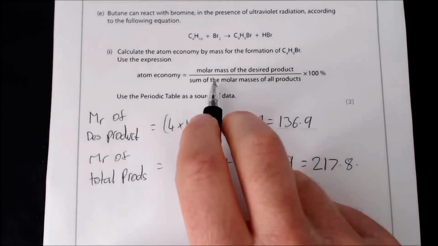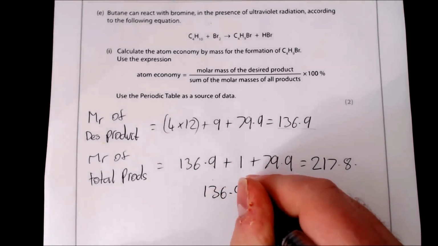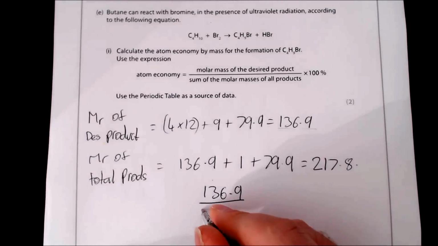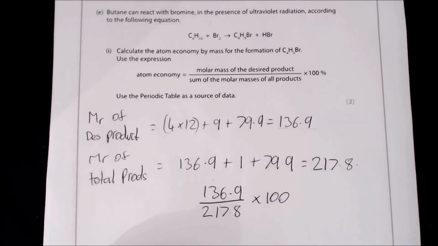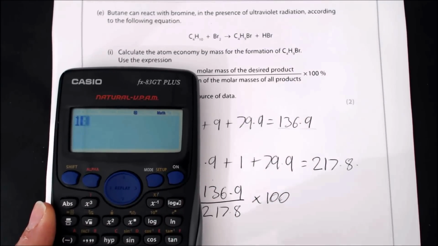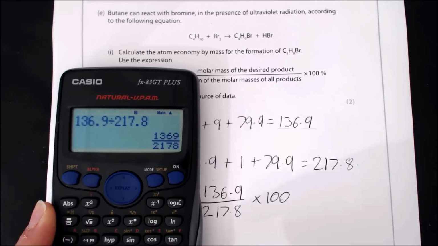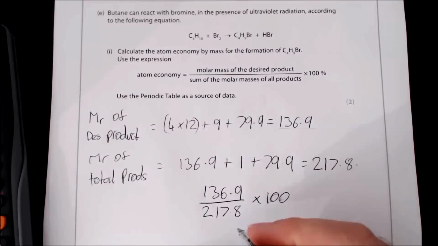Stick it into our equation. So that's the molar mass of the desired product, which is 136.9 divided by 217.8 times all that by 100. And then we should get our final answer. Stick this in here. 136.9 divided by 217.8 equals, times that by 100. There you go. 62.85. So we'll put that on there.